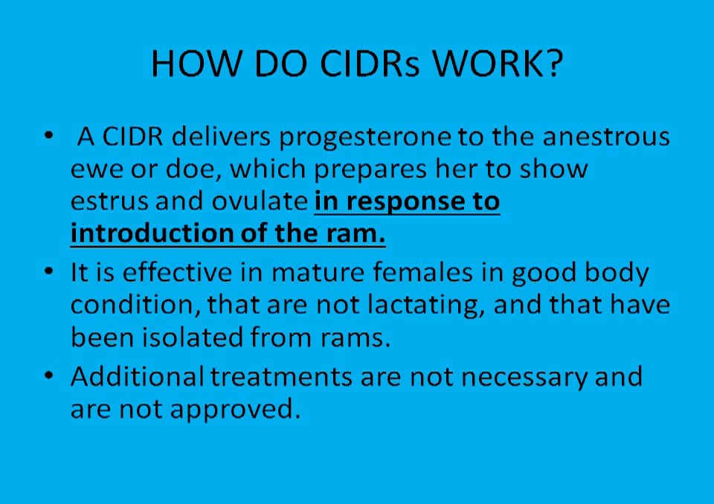So how do the seeders work? The seeders then deliver that progesterone from the silicone rubber to the anestrus ewe or doe, and that prepares her then to show estrus and ovulate in response to the introduction of the ram. You notice I have that bold, and that's because the most powerful tool we're working with here is the introduction of the ram. Ewes that have been isolated from rams for a month are very responsive to ram introduction. But what normally happens when we introduce a ram is that in about 10 to 20 minutes, those ewes start releasing more LH more frequently.